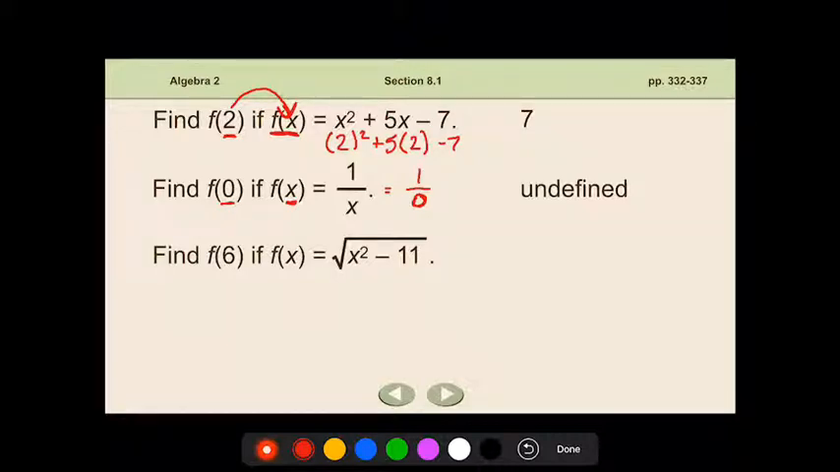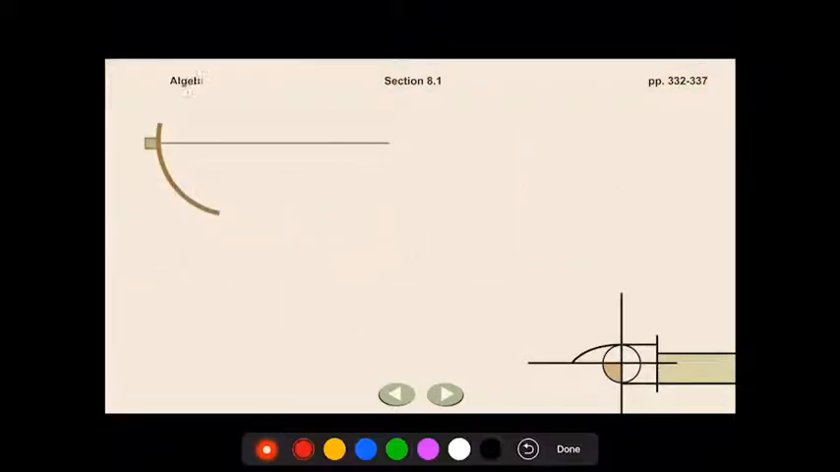And then looking at this last example, you guys could probably figure this out. Instead of saying x, we're going to say 6. So I'm going to say the square root of, instead of x, put a parentheses and put 6 inside of it. And then say minus 11. You calculate that and you get 5. So that's really what we're focusing on today, except we're going to look at a couple of different properties. If you look on page 332, you'll see what I'm talking about.